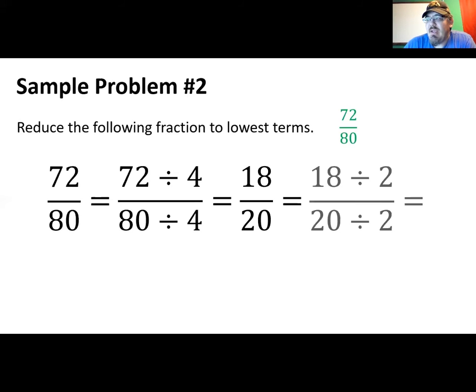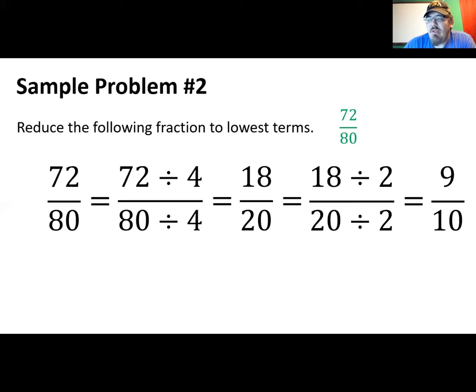In this case, I can divide 18 and 20 both by 2 and get the fraction 9/10. When I get to 9/10, finally I get to a fraction where there is not a number that I can divide both the numerator and the denominator by evenly. So that tells me that I'm at my lowest possible version, essentially, of the 72/80.